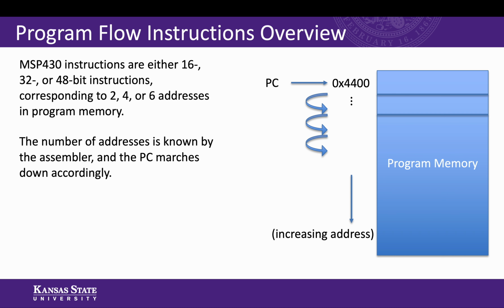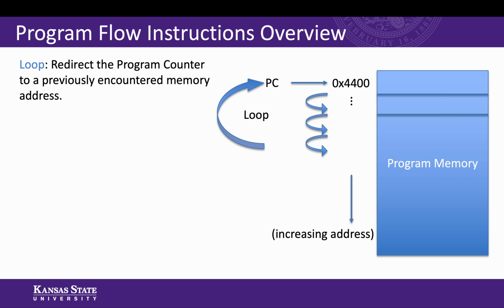So we're going to want to alter the program counter beyond its normal, that is, sequential operation. If we just had an instruction that could redirect the program counter to a memory address that was previously encountered, let's say, then we would have a way to loop through the program much like a while or a for loop would. And we would have a way to run a program that runs continuously.